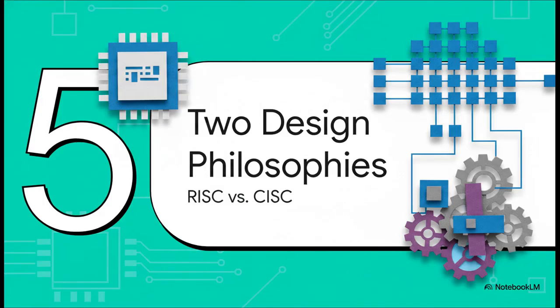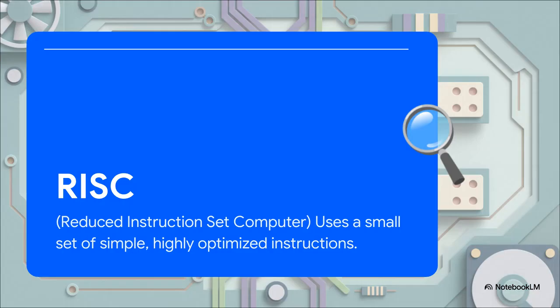Now, things get even more interesting. Even within that basic model, there are totally different philosophies about what the CPU's instructions should look like. This leads us to a major fork in the road, a big debate in computer design. RISC versus CISC.